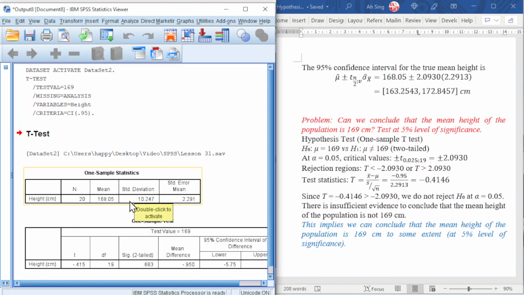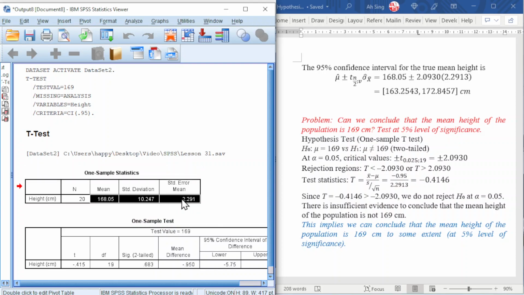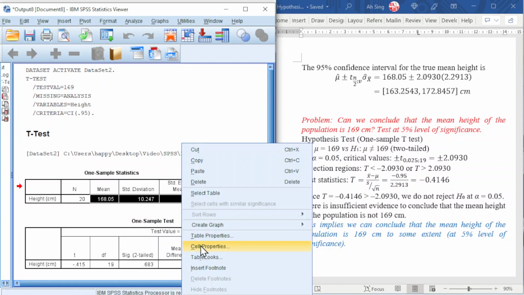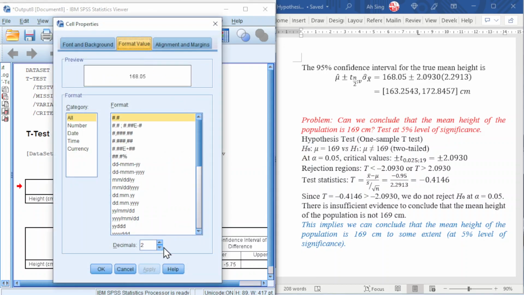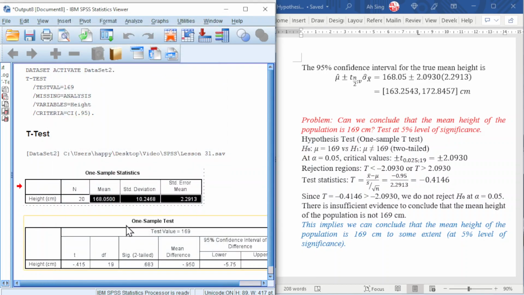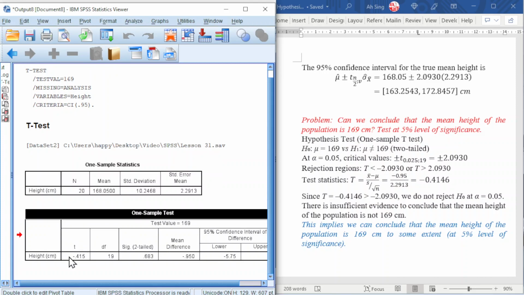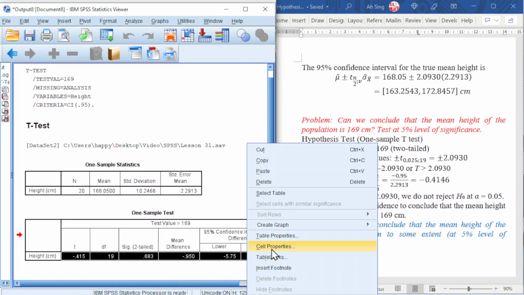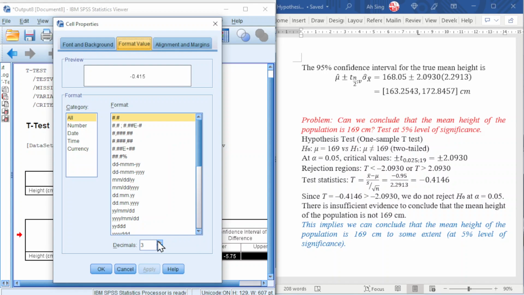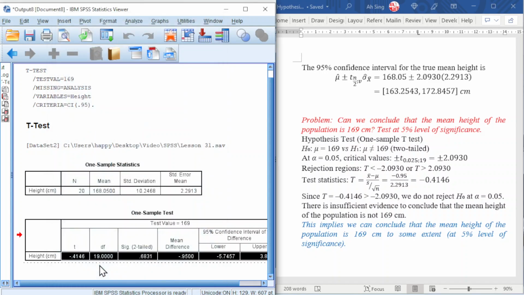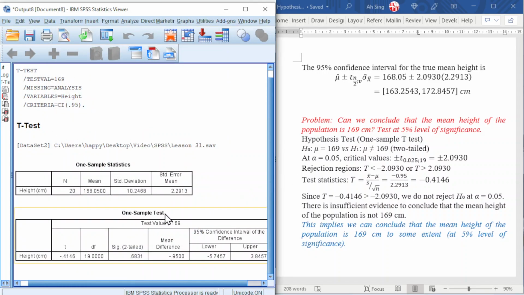If we need more decimal points, double click on the table and select the values. Right click, look for cell properties and increase the decimal point. Also for the second table, double click, select, right click, cell properties and increase the decimal point. Now let's discuss how the values are computed.